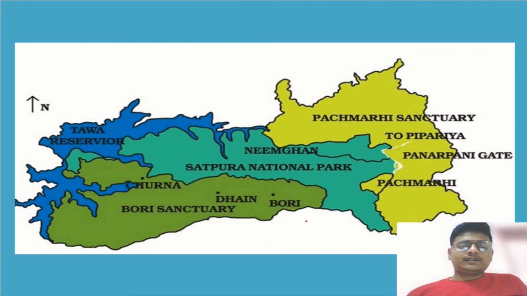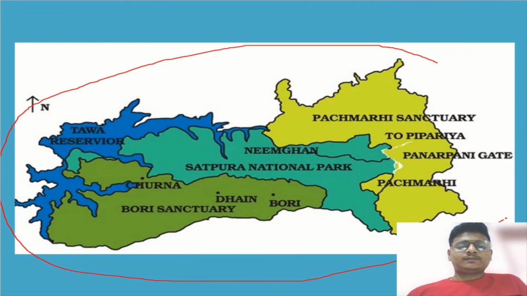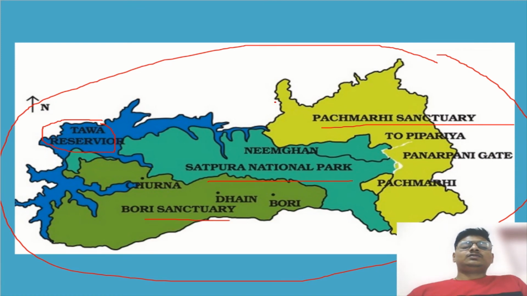So I will show you an example in India. Are you able to see this? This total area will be known as a biosphere reserve, students. And in this biosphere reserve there is the Tawa reservoir, and Panchmarhi sanctuary is there. Satpura national park is there, Bori sanctuary is there. So these are different things in biosphere reserves.